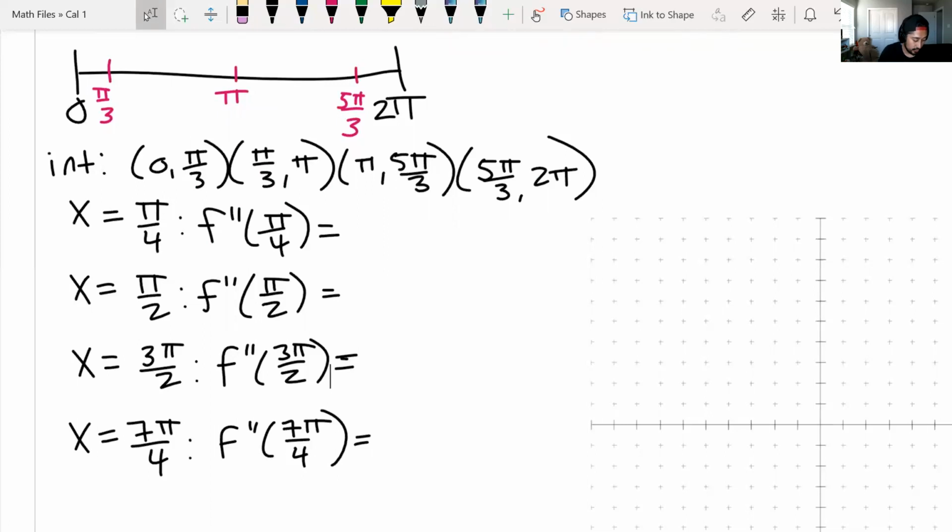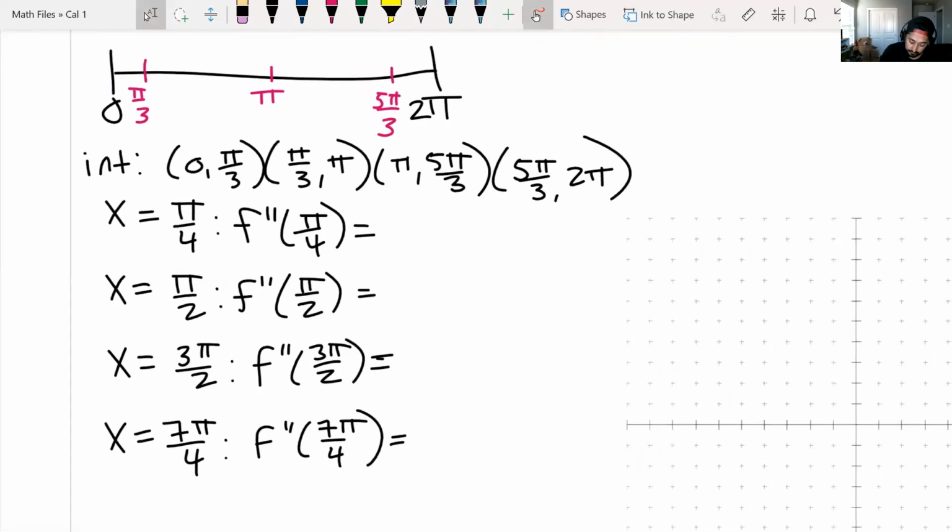Pi over 4 gives me something negative. Pi over 2 gives me positive. 3 pi over 2 gives me positive. And 7 pi over 4 gives me negative.